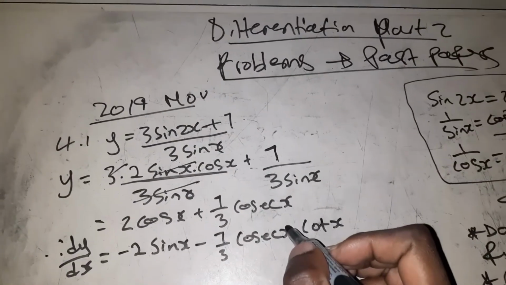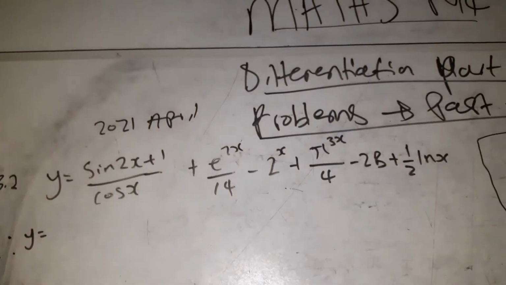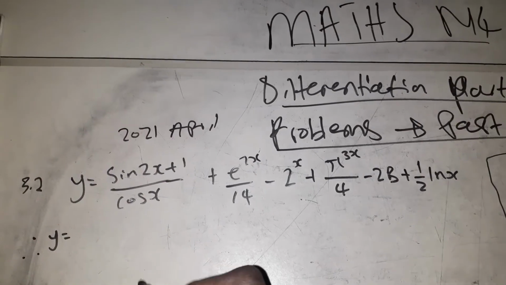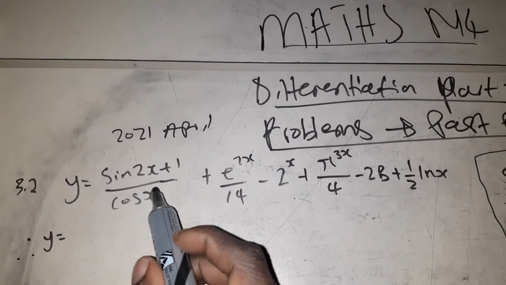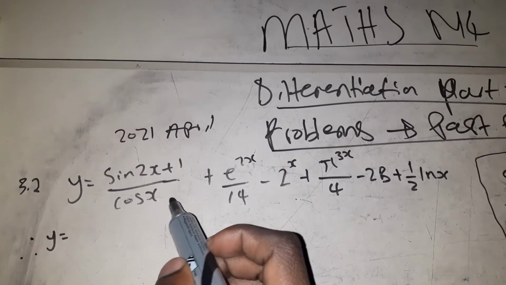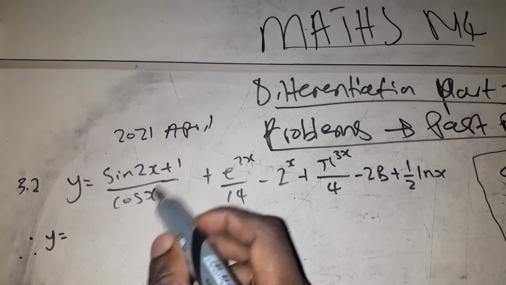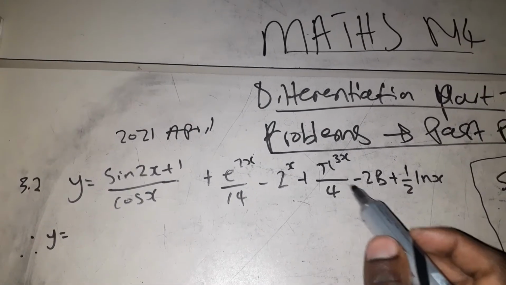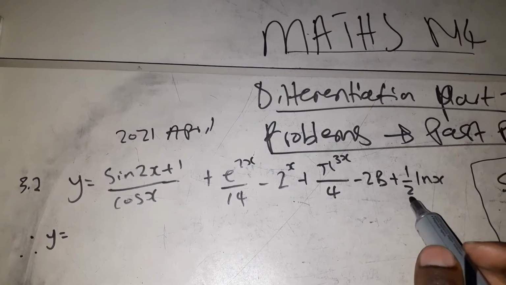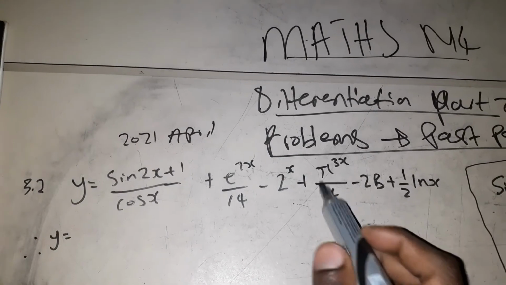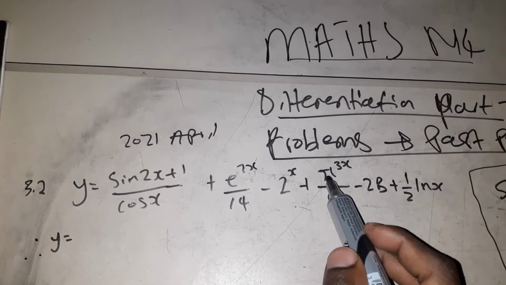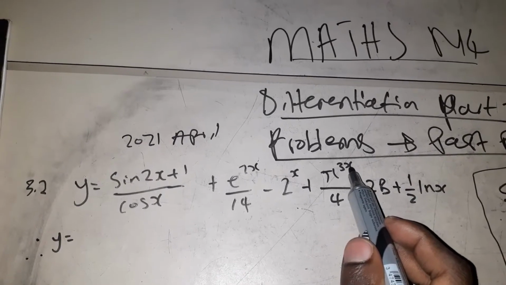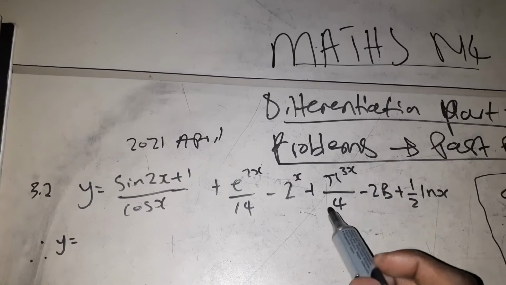Let us look at the second example. Now the second example is on 2021 April. So remember, I said we don't want fractions unless the fraction is a constant. So these ones, we don't want this fraction. We also don't want to see this fraction. We don't want to see this fraction, but this fraction 1 over 2, we can allow it because it's a constant. But this one, we don't allow it. Although pi is a constant, it's a number, the exponent there is 3x. There's a variable, so we don't want to see this fraction.